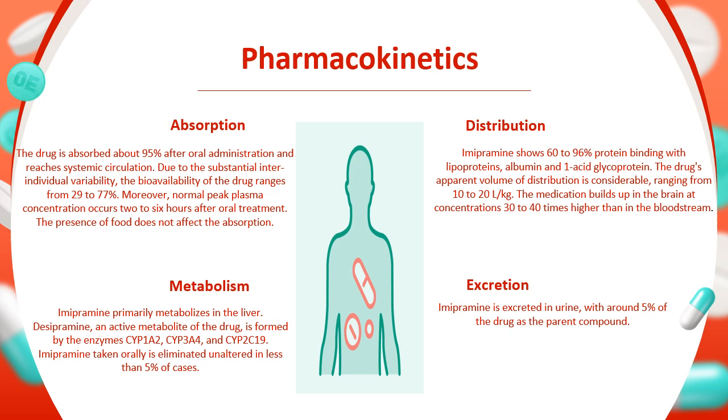In distribution, imipramine shows 60 to 96% protein binding with lipoproteins, albumin, and alpha-1 acid glycoprotein. The drug's apparent volume of distribution is considerable, ranging from 10 to 20 liters per kg. The medication builds up in the brain at concentrations 30 to 40 times higher than in the bloodstream. And in metabolism, imipramine primarily metabolizes in the liver. And in the end excretion, it is excreted in urine with around 5% of the drug as the parent compound.